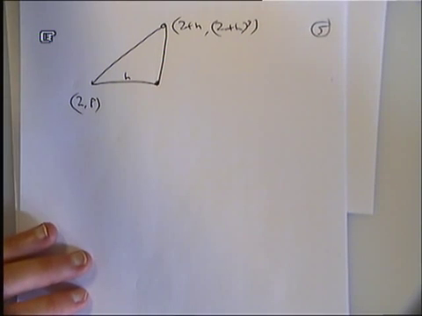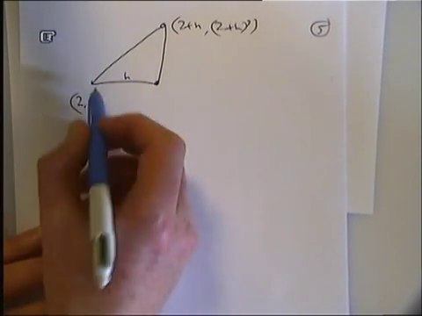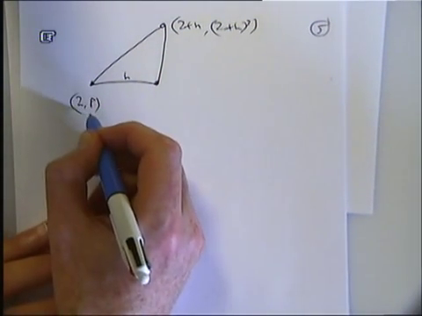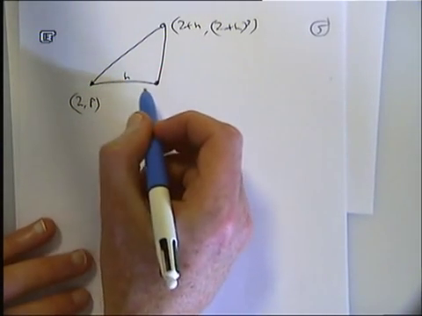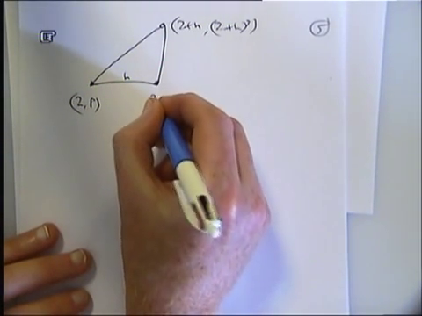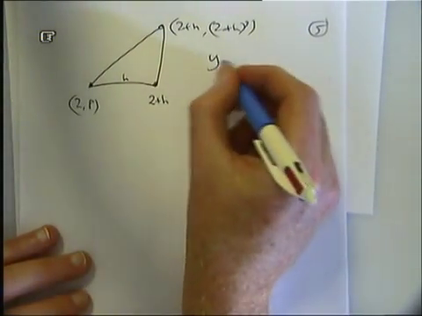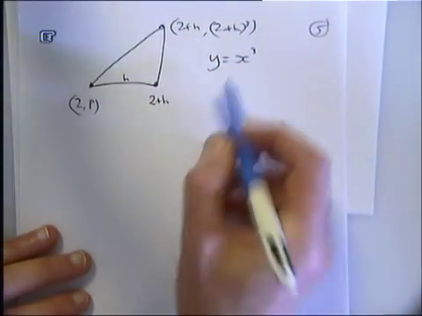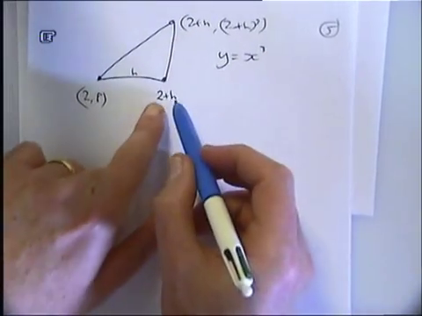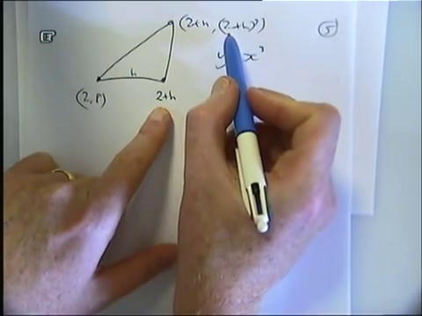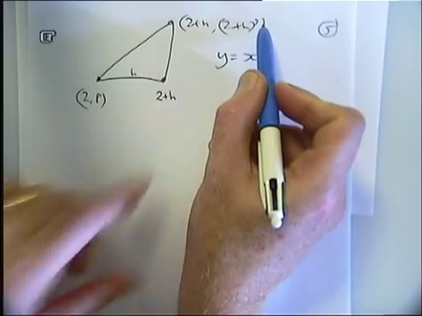The final triangle we're doing here then is the one with the distance of h along the bottom. The first coordinate is going to be 2, 8, and if I go along h, then the x value here will be 2 plus h. And because I'm looking at the curve y equals x cubed, the y value will be the x value cubed, which is why I've written down here 2 plus h all cubed.